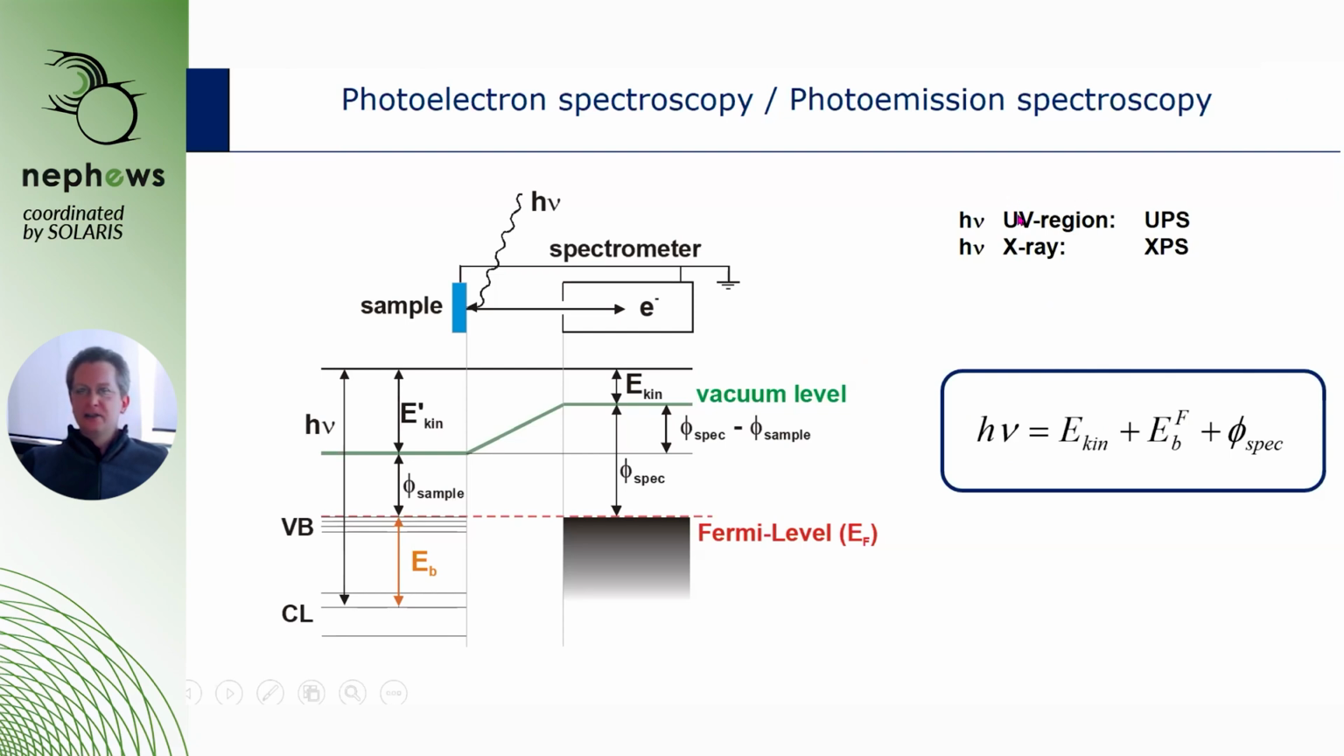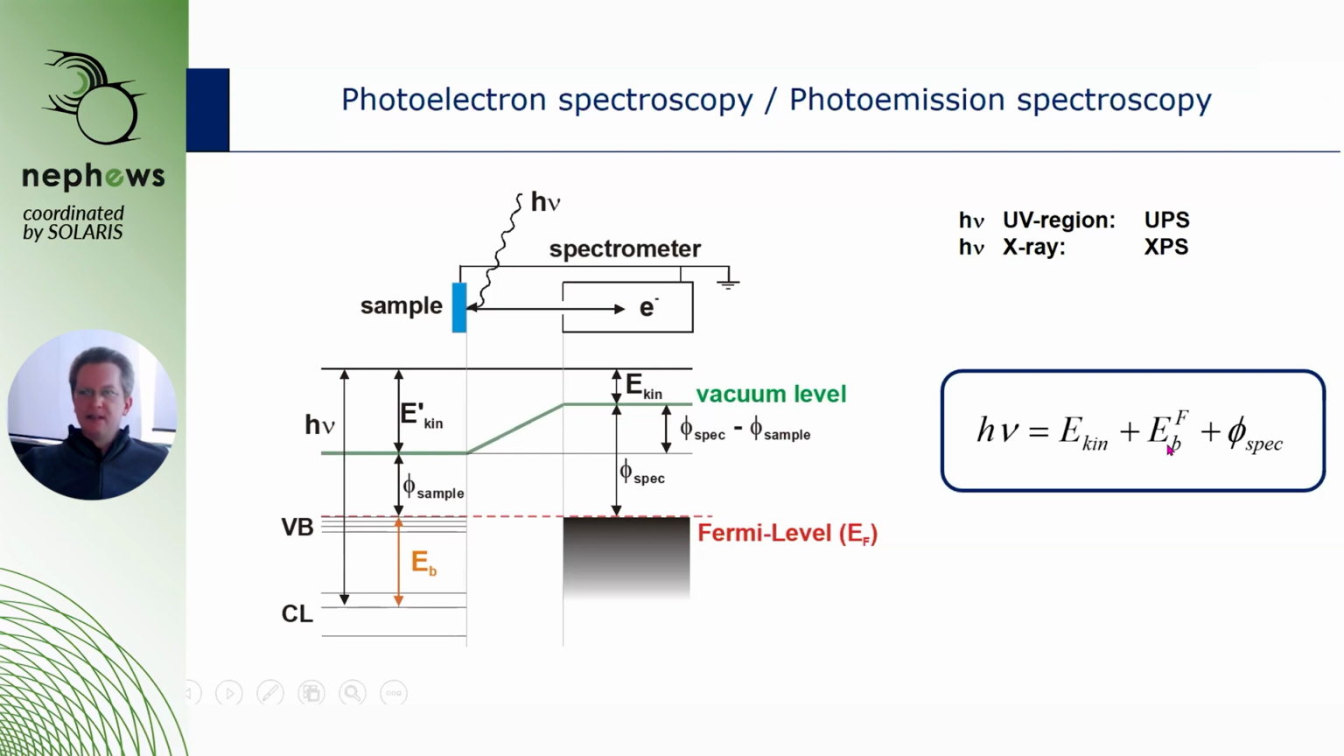Terminology, when you do this in the UV region, so the light is in the UV regime, then we speak of ultraviolet photoelectron spectroscopy, and if the photons are in the X-ray regime, we speak of X-ray photoelectron spectroscopy, XPS.